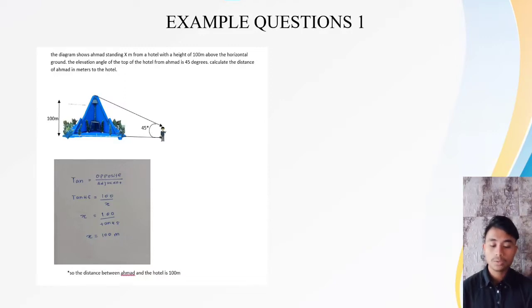Okay, and the solution is, we use the formula tangent equals opposite over adjacent. Tangent 45 equals 100 over x. x equals 100 over tangent 45, and the answer is x equals 100 meters. So the distance between Ahmad and the hotel is 100 meters.